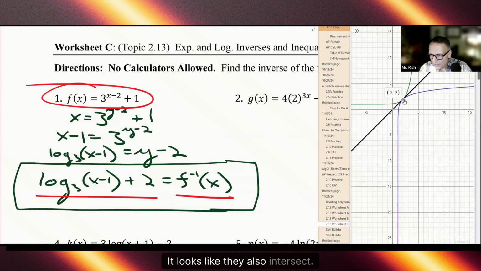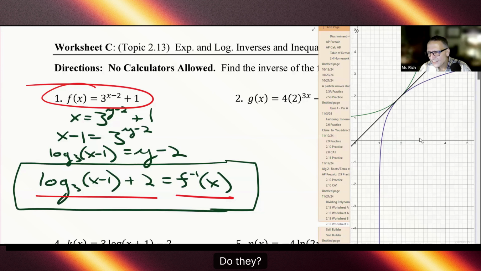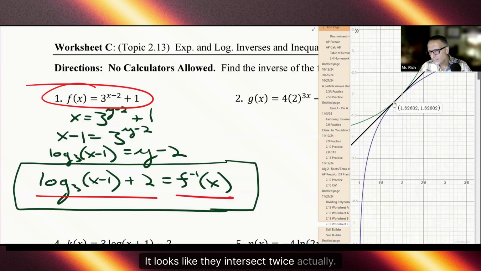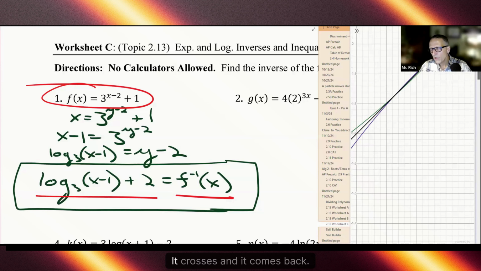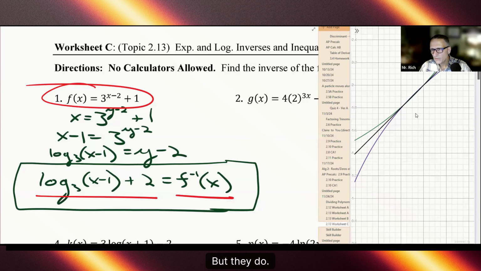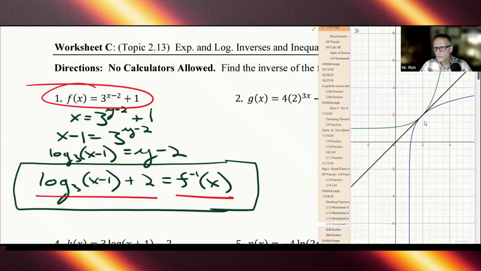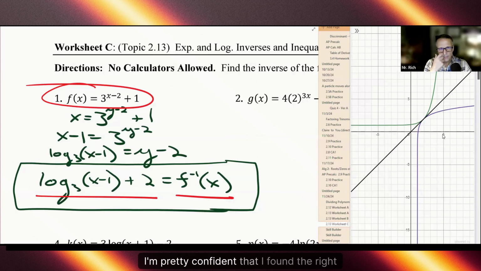It looks like they also intersect. Do they? It looks like they intersect twice, actually, so it must be they cross. Yeah, they do. It crosses and comes back, but they do. That's interesting. But they are symmetrical, so I'm pretty confident that I found the right inverse function.